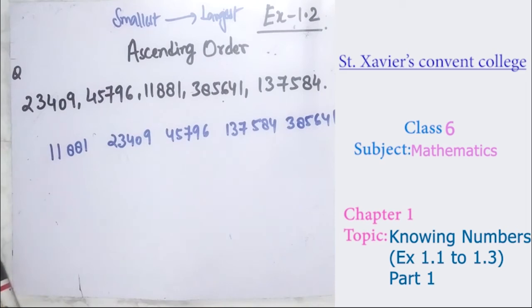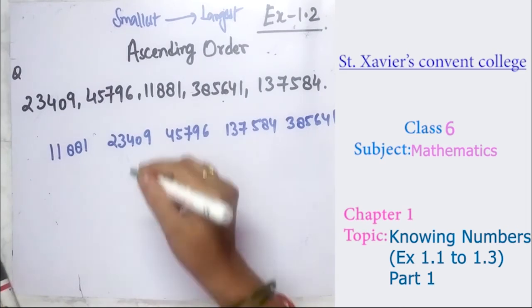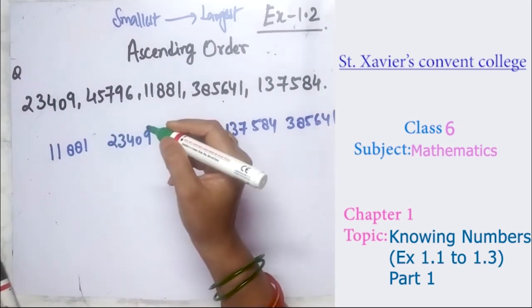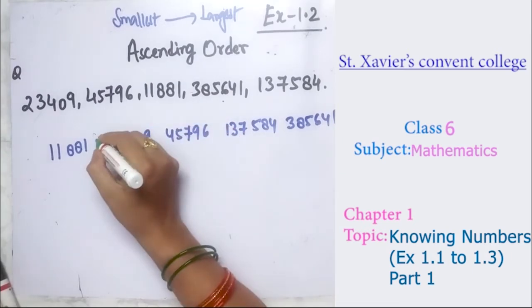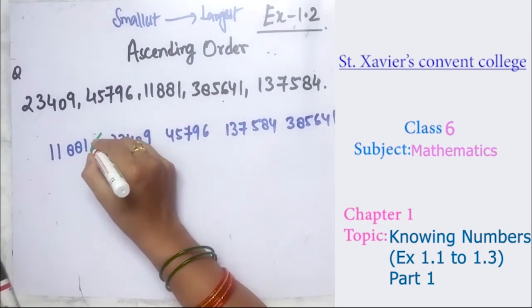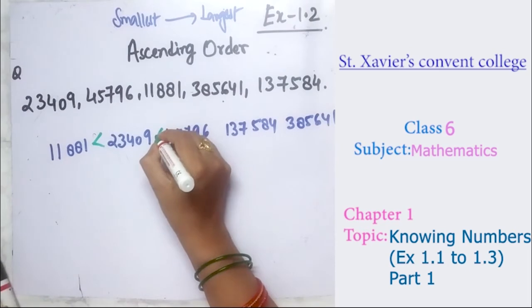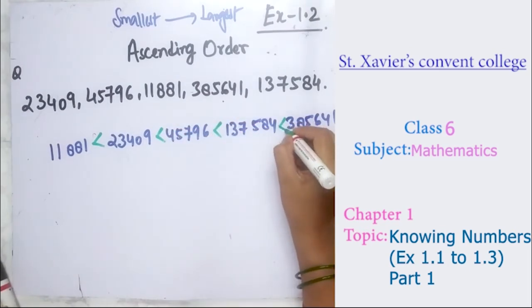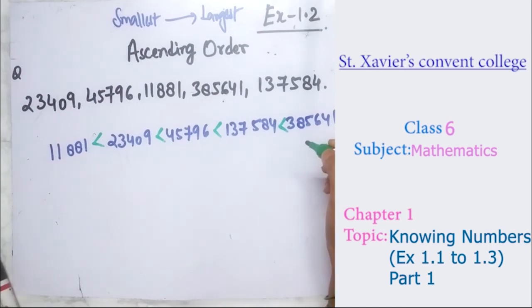So in the ascending order, all the numbers are greater than the one before. What you do is put an arrow in ascending order, pointing towards the left hand side.